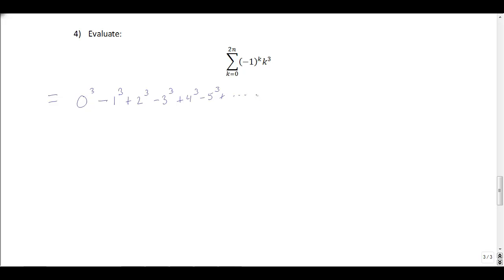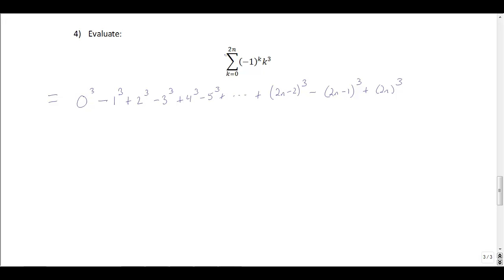And this will keep going until eventually, one of the last ones I'll get is a plus 2n minus 2 cubed. And then I'll get a minus 2n minus 1 cubed, the last odd. And then finally I'll get a plus 2n cubed. So I just wrote this out. This dot, dot, dot is really using the sigma notation, although the sigma is more precise here.